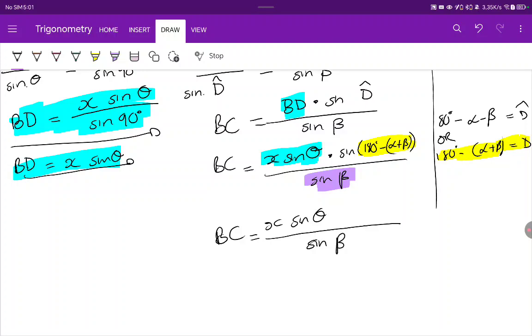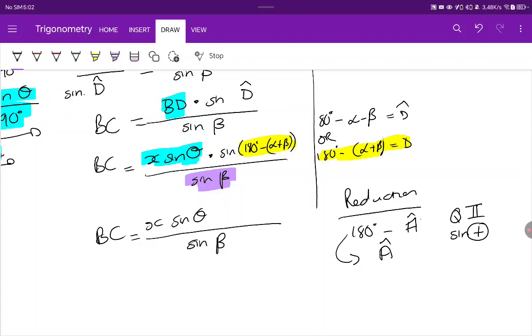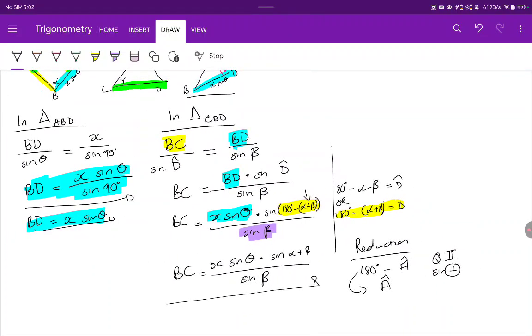and sine of beta. If you're using your reduction, we know that 180 minus whatever angle is in quadrant number 2, and sine is positive. So this reduces to just the angle. So here, this sine is positive, and we keep that portion, alpha plus beta. And there you go. That's the answer to the question. You have proven it. Well done.